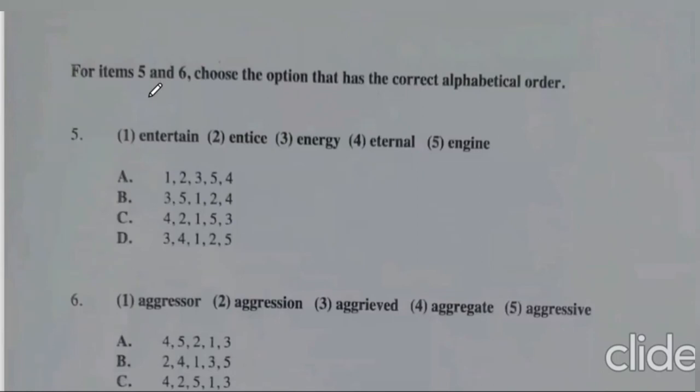For items 4 and 5, choose the option that has the correct alphabetical order. So let's look. All of them start with E, then we have EN, and N comes before T. So ENE, energy, goes first. ENG, we have engine, goes second. G comes after E. We have entertain, so we have ENT and ENT, but E comes before I. Then we have entice. Then we have eternal. So our answer would be 3, 5, 1, 2, 4.